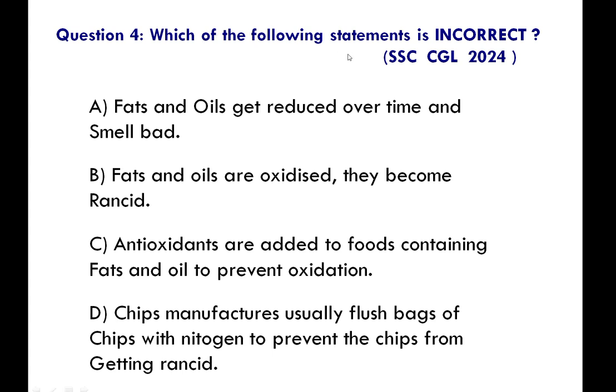Which of the following statements is incorrect? Fats and oils get reduced over time and smell bad. Fats and oils, when oxidized, become rancid. Antioxidants are added to foods containing fats and oils to prevent oxidation. Chips manufacturers usually flush bags of chips with nitrogen to prevent the chips from getting rancid. So the incorrect statement is option A.